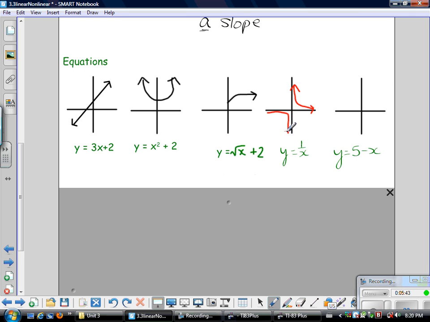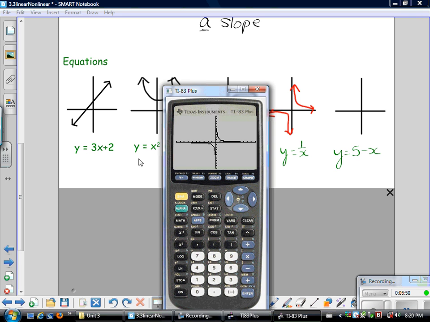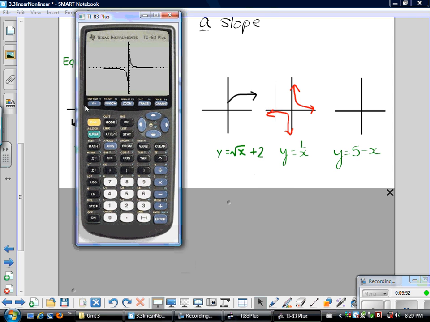And finally, we have 5 minus x for a graph. Up comes our graphing calculator again, and if we do 5 minus x and graph it, it looks like it's a straight line as well.